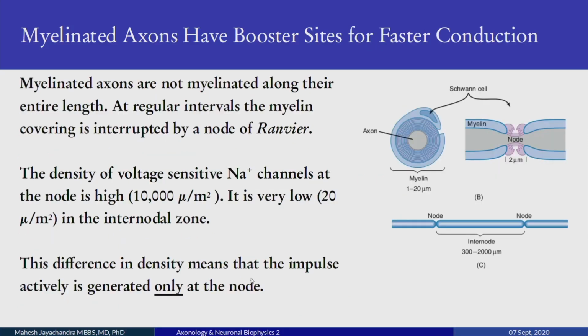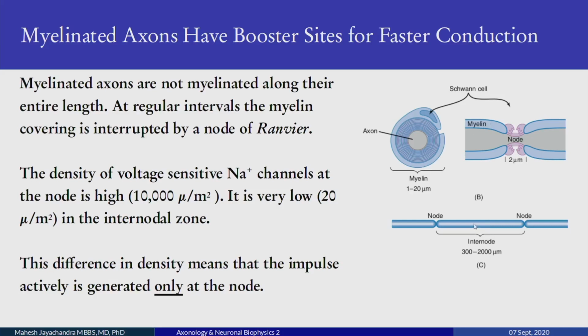Myelinated axons are not myelinated across the entire length. If you remember, we have nodes of Ranvier. They are interrupted. Here you have a cross section of an axon with the myelin layers and the Schwann cell over there, and here you have the longitudinal section, and here you see the node in between. The density of sodium channels in the node is very high, about 10,000. It's much lower in the internodal regions, and the internode is approximately 300 mu to 2000 mu.